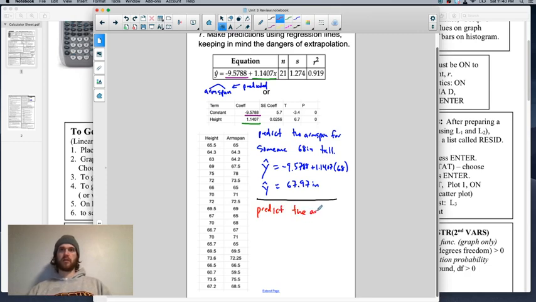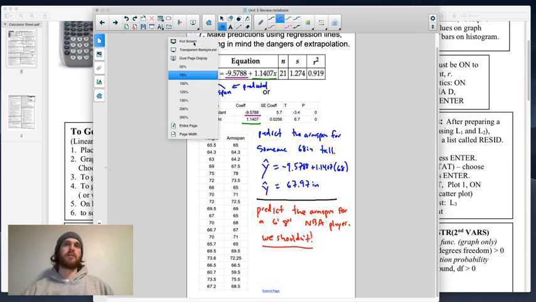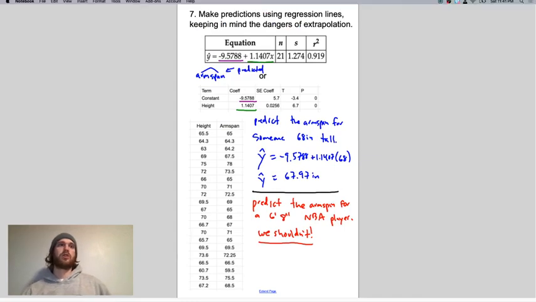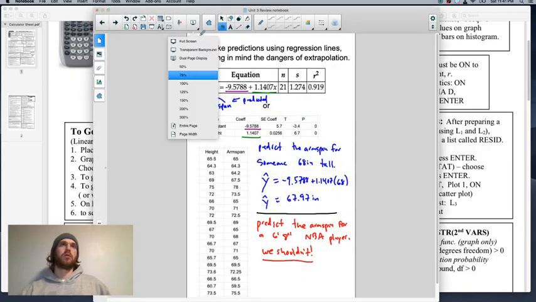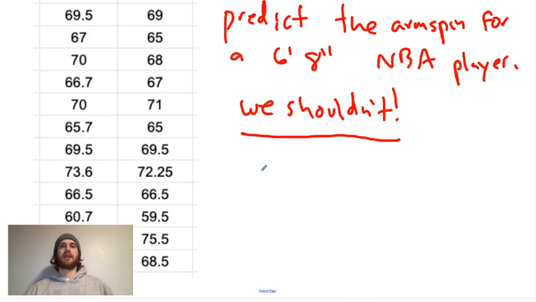Okay, next is predict the arm span for a 6'8" NBA player. Okay, now this is a problem. We shouldn't is the correct answer here. I'm going to underline that, and let's go ahead and make this large again. We should, apologize, we should not do that in this case.